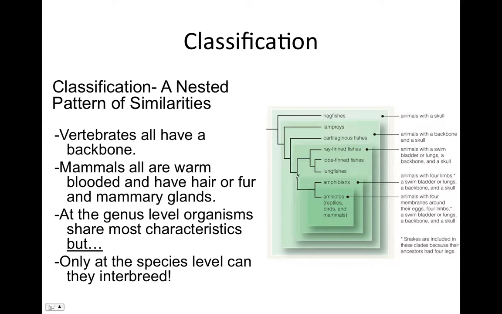All right, so as we said, these cladograms represent this nested pattern of similarities. So, for example, vertebrates all have backbones. Mammals are all animals with backbones that are warm-blooded, have hair or fur, and mammary glands. And at the genus level, organisms share most characteristics, but there are differences between organisms at the same genus that make them individual species. And it's only at the species level that they can interbreed.